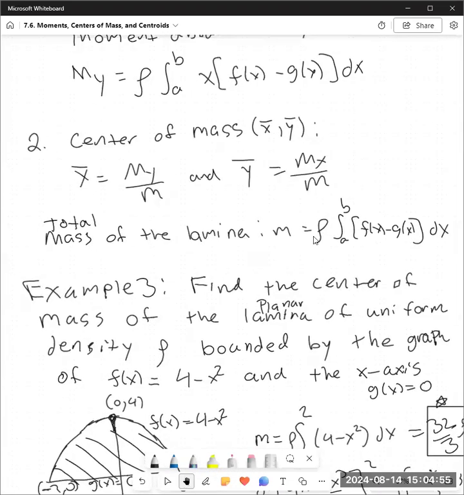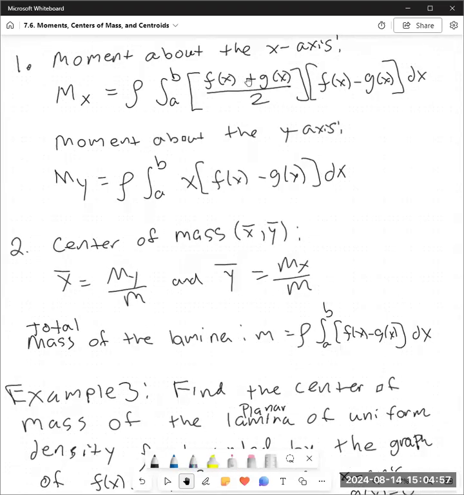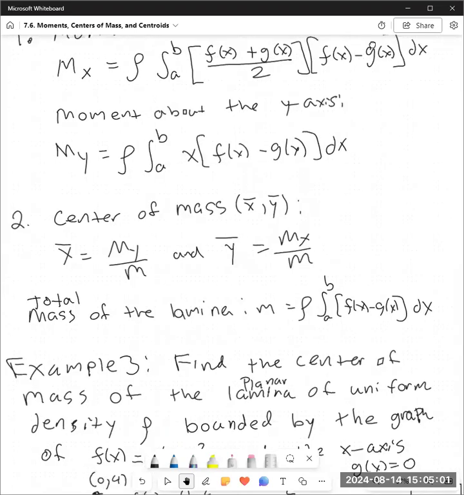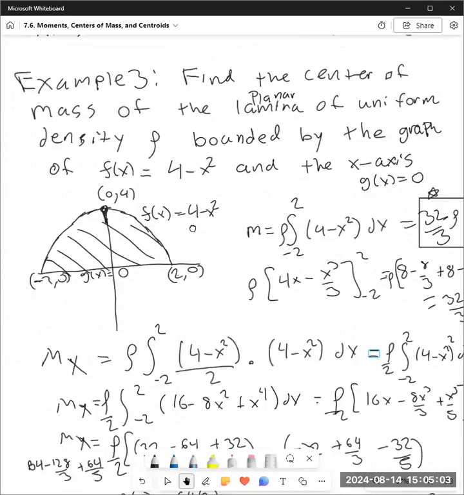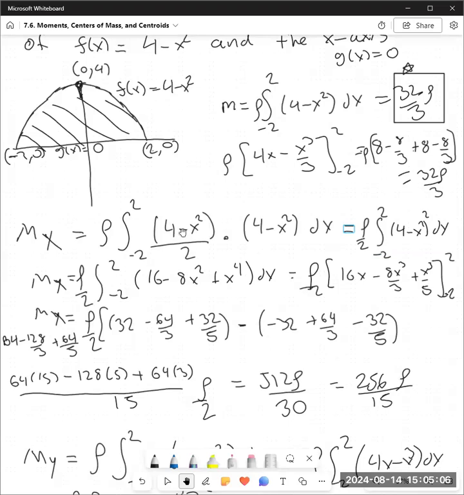And then m sub x is going to be the average of the y values times the difference in the y values. So the average of the y values, when I add 0 and divide by 2 here, is still 4 minus x squared over 2. The difference in the x values is 4 minus x squared. And we have a multiplier of rho. We're going to integrate from -2 to 2, dx.